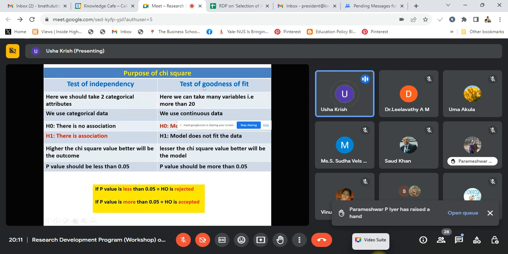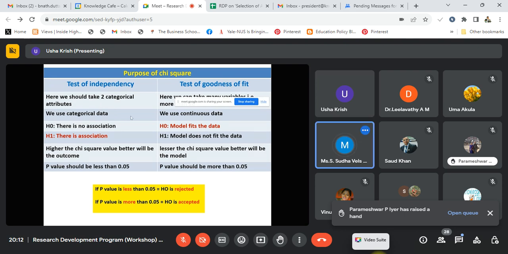In case of goodness of fit, we can take any number of variables. The data should be continuous. For the hypothesis, the null hypothesis you're going to take like this: the model fits the data. Alternate hypothesis, the model does not fit the data. And the remark is, the lesser the chi-square value, the better the model. And the p-value should be more than 0.05.